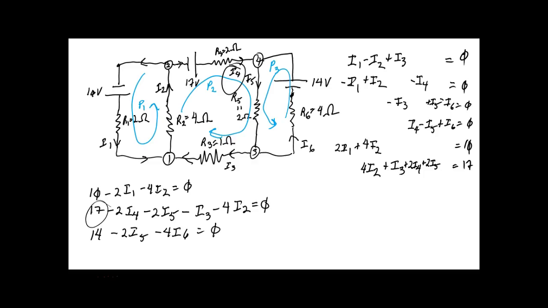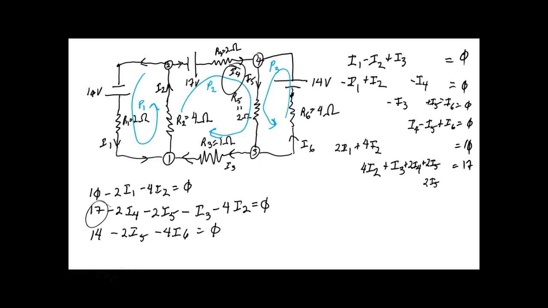Now, let's rearrange it over here, and what would that be? Move these to the other side. That gives you 2I5 plus 4I6, and that's equal to 14, you said?